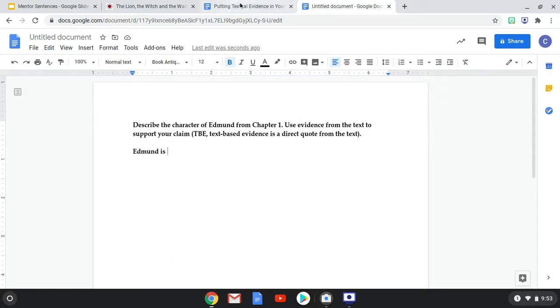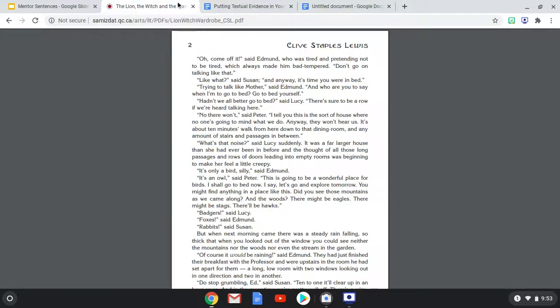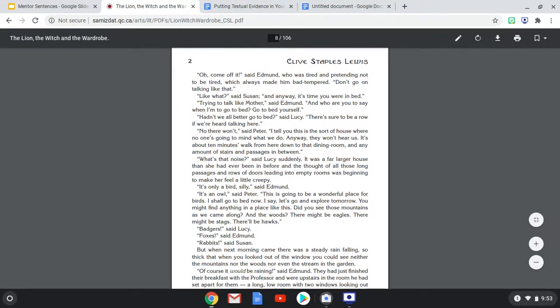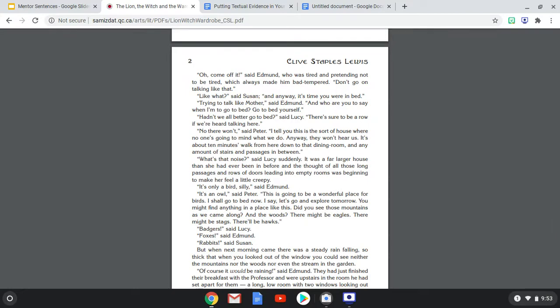Now you need to go back to the text. You're going to find your evidence from the text. Well, you want to make your claim from the evidence. So I'm going back to The Lion, the Witch, and the Wardrobe. And Edmund doesn't talk a lot in this particular chapter, but I'm going to go with what I have so far.